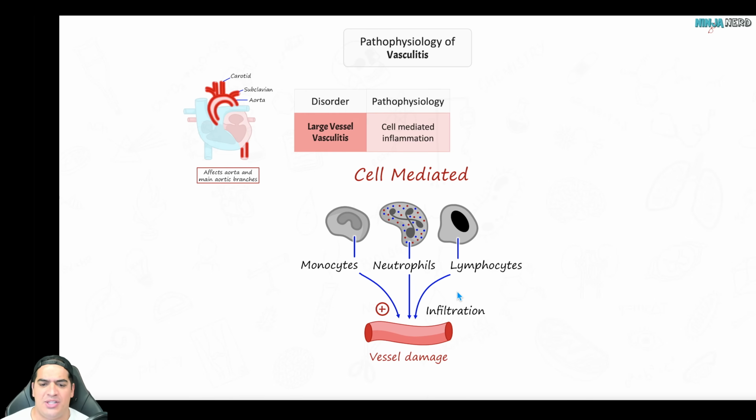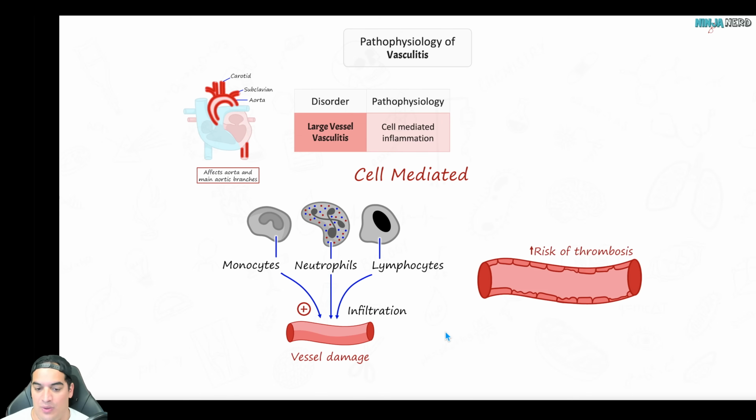Let's say that a patient's been exposed to an infection of some sort, so a virus. When they become exposed to that virus, they produce an immune response to that virus. What if a protein on that virus resembles a protein on the vessel? That is called molecular mimicry, and the immune system will kind of attack that protein similar to how they would to a virus.